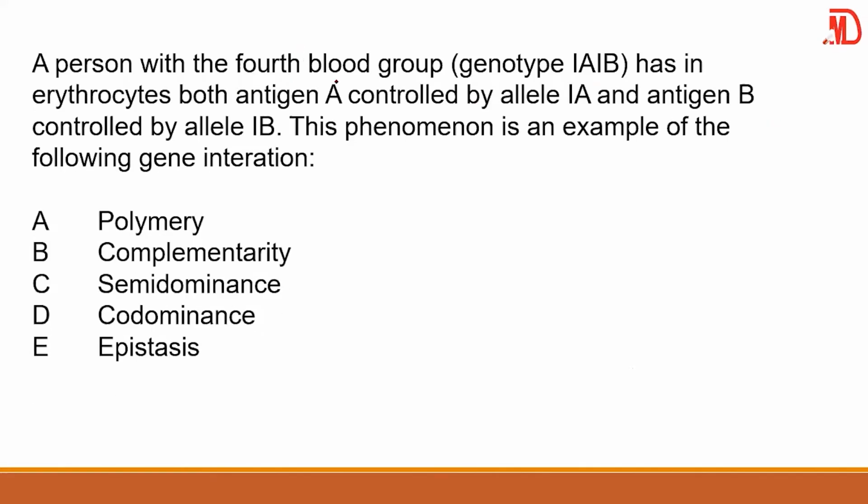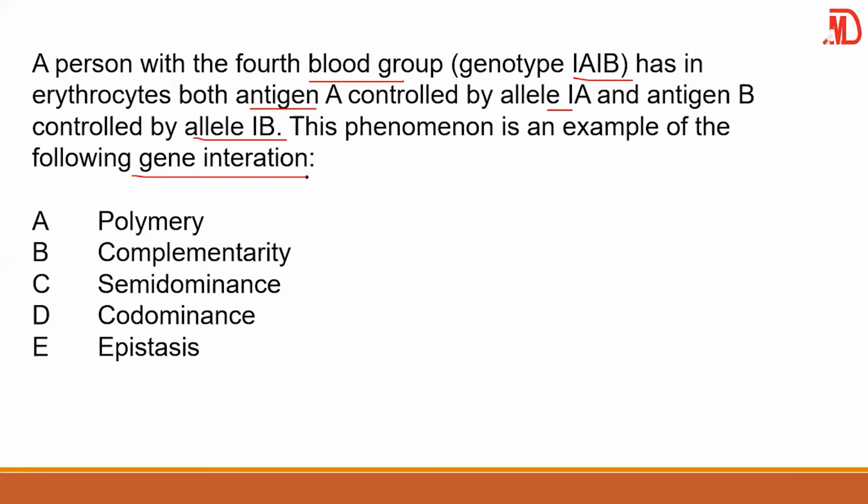A patient with a fourth blood group, that is genotype of what? AB, has in its erythrocyte both antigen A, controlled by an allele A, and an antigen B, controlled by an allele what? B. This phenomenon is an example of the following gene interaction. Guys, who can tell me? I will not waste my time on this one. Who can tell me?